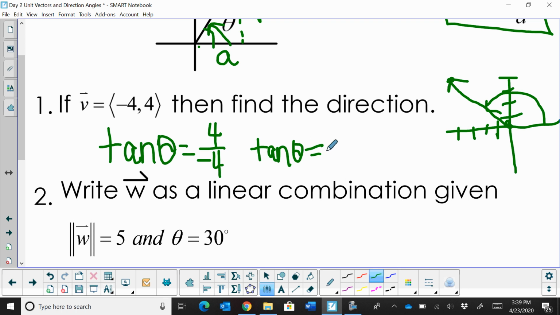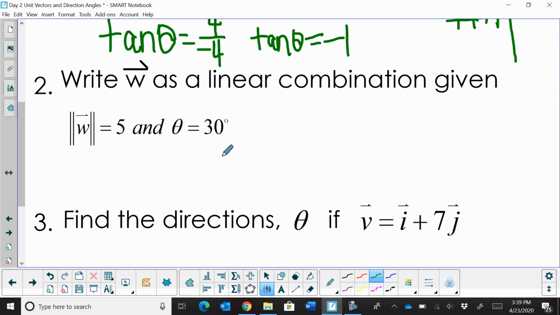Well, you can type that in your calculator if you want. But we also know from the unit circle, when tangent is -1 in quadrant 2, this creates a 45-degree angle with the x-axis, or the reference angle is 45. That means from the x-axis to the vector itself is 135 degrees. So that is the direction of the vector. It's 135 degrees. So now let's look at a second one.